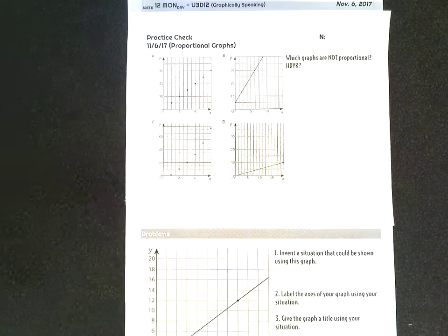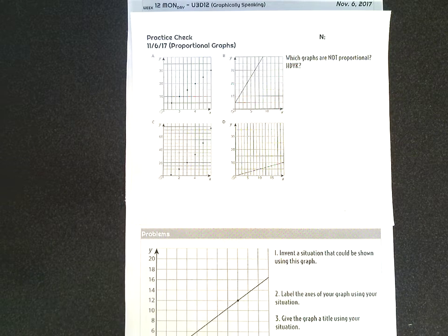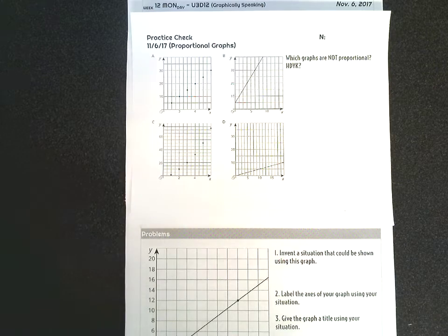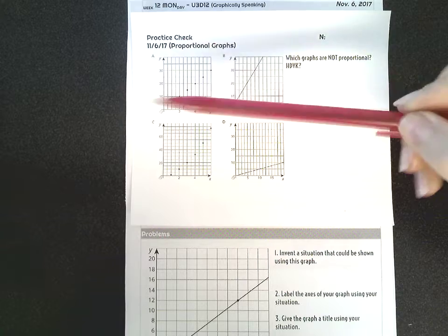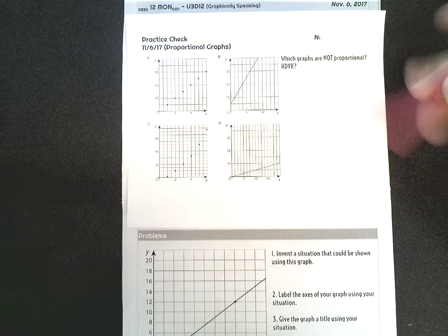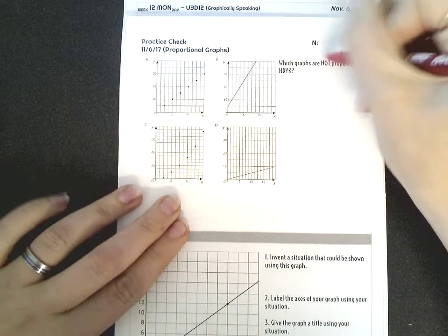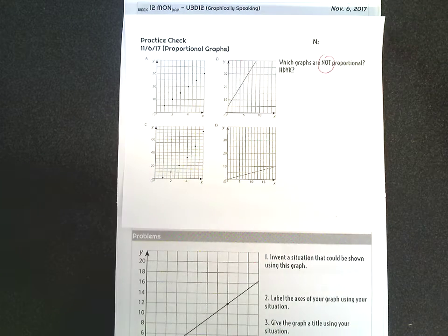Happy Monday, everybody. Today we're going to continue thinking about the graphs that you can make for proportional relationships. So, looking at this was our practice check. I asked you which of these are not proportional. Important to read, which are not proportional.